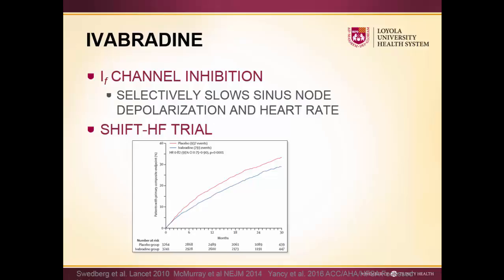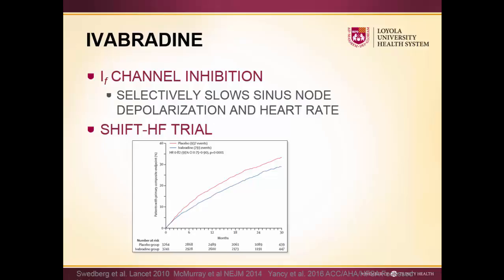And they had to have a heart rate that was over 70 beats a minute despite being on the maximally tolerated beta blocker. As you guys are aware, a lot of patients, we try to put them on goal-directed beta blocker doses, but have some difficulty getting up to the target doses because of hypotension.